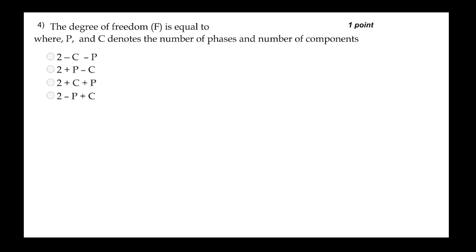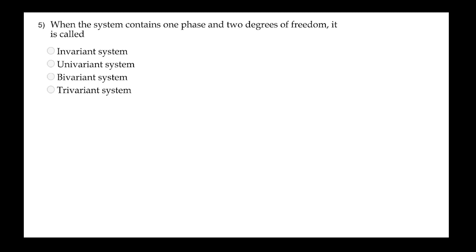This is the same question, so let's not go into that. Next question: when the system contains one phase and 2 degrees of freedom, it is called as? So a system which has 2 degrees of freedom and one phase is called a bivariant system.